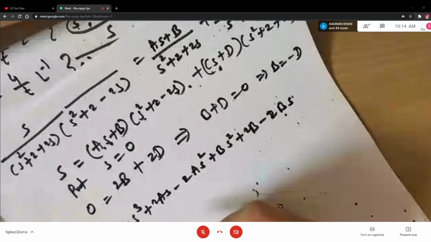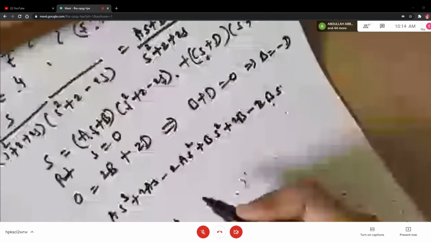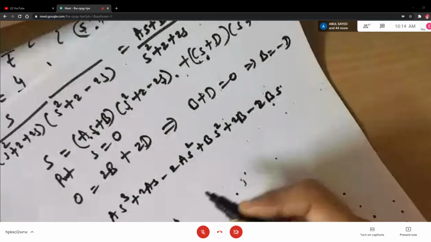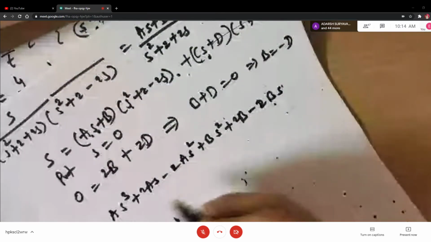So depending upon your luck, the problem will come in exam. Sometimes some problems will be a little bit lengthy to solve, but with patience, if you solve, then definitely you get the correct answer. Now let us multiply the last two brackets.